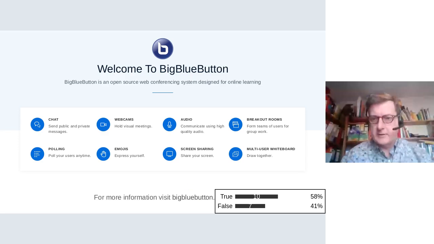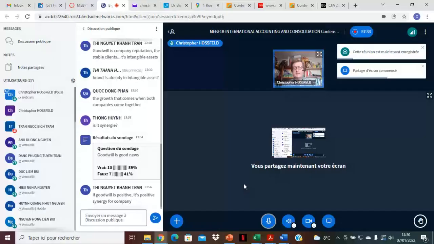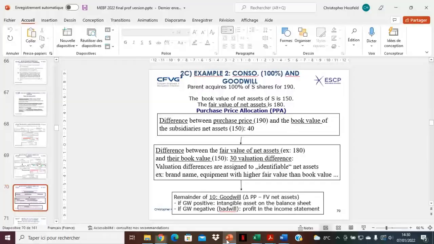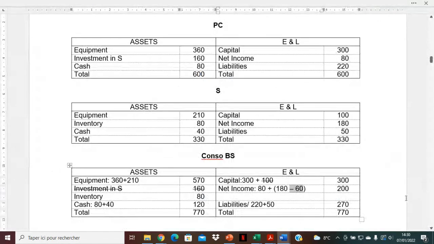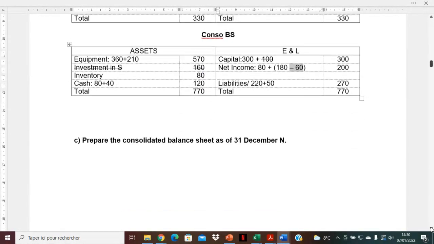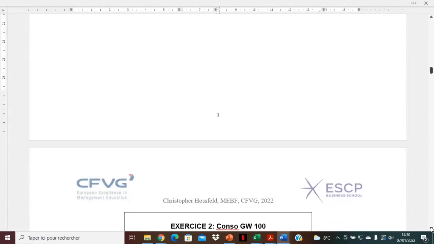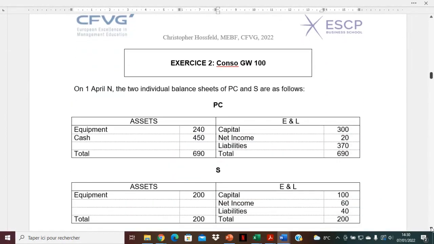Then let's continue. So in an acquisition, the first step I need to do before I can do the consolidation is I need to do a purchase price allocation. And based on this, I recognize if there's a goodwill or not. Okay, so let's try this for the exercise number 2.